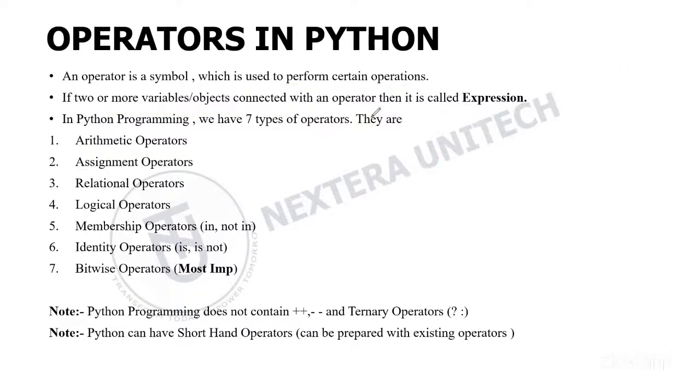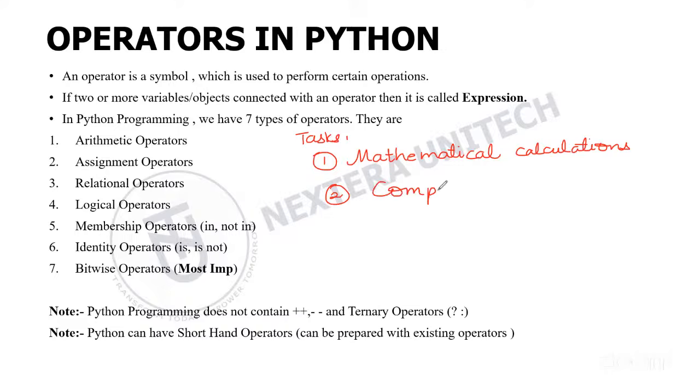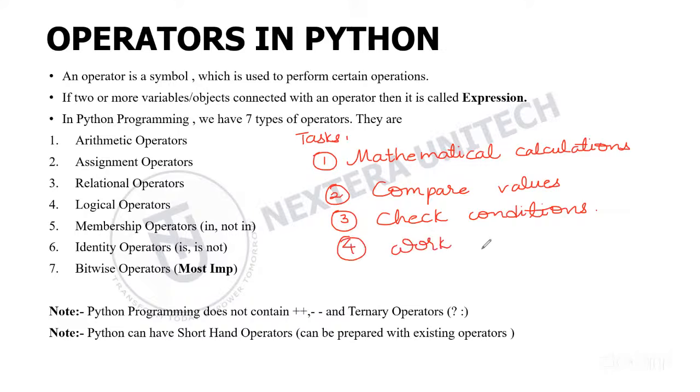So similarly in Python, we use operators to perform different tasks like mathematical calculations. Using operators, you can perform certain tasks that are mathematical calculations, and you can use them to compare values, and also you can check the conditions if they are true or not. You can check the conditions using operators, and then we can work on data structures.